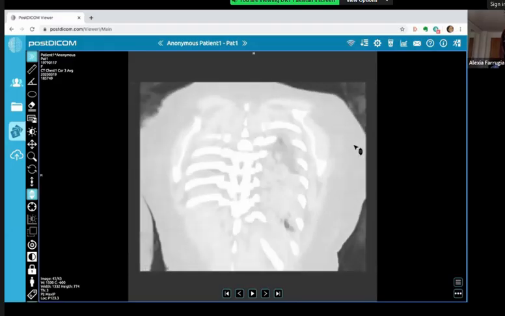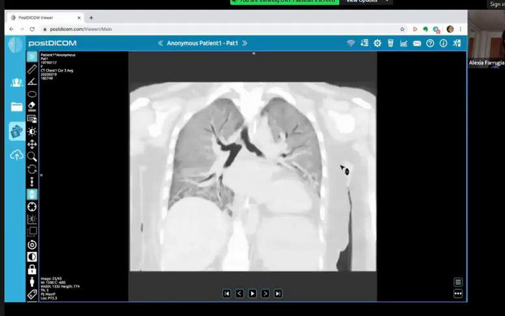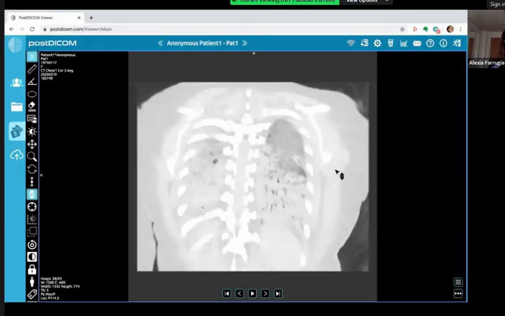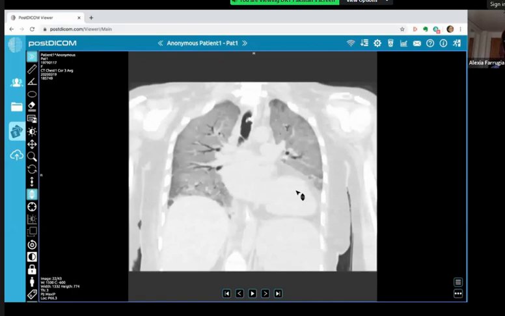which again nicely show that gradient, so a predominant pattern of ground glass in the upper and mid zones, and more consolidations with air bronchograms in the lower zones.